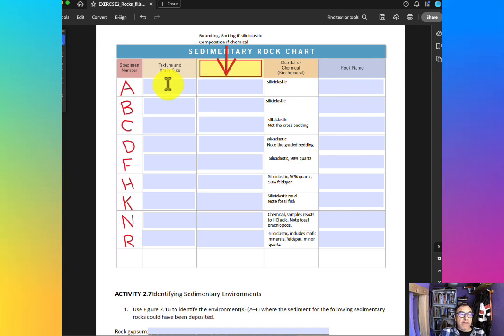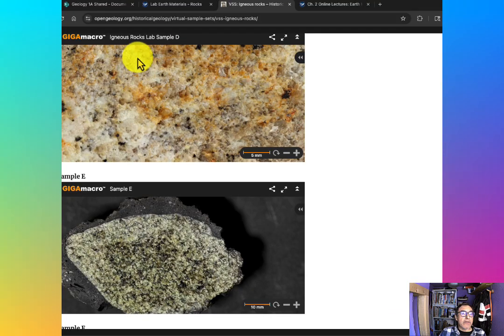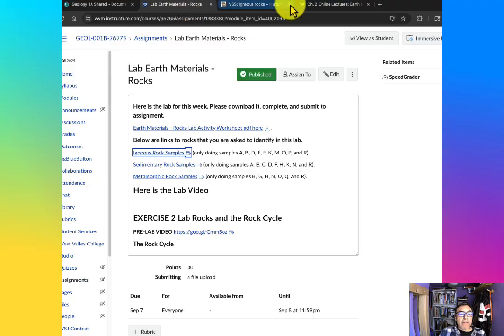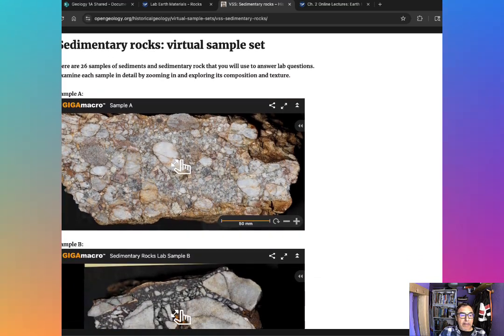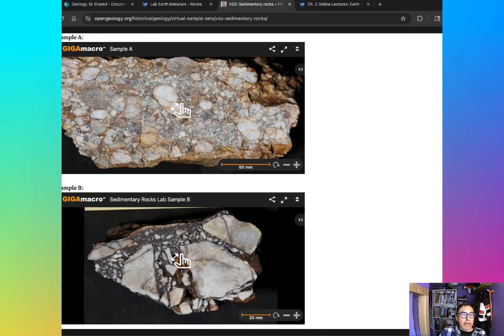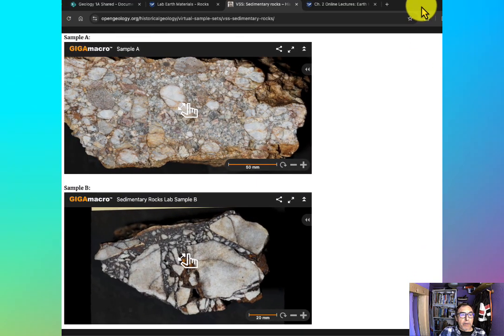So let's look at the first one here. We'll go back to our rocks here, and for the sedimentary rock samples, we'll do sample A. In fact, sample A and B kind of go together, and you can see that they're both composed of gravel size. So remember the scale here: anything larger than 2 millimeters is gravel. These are way bigger than 2 millimeters, so they're gravel size.